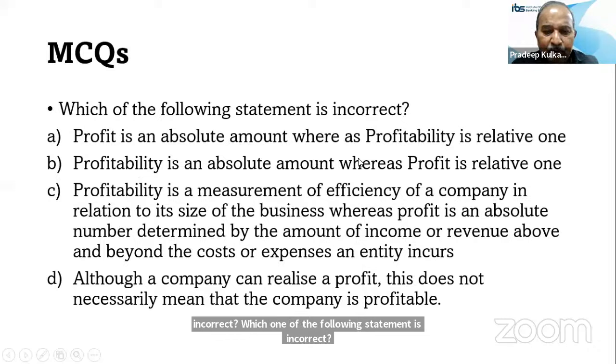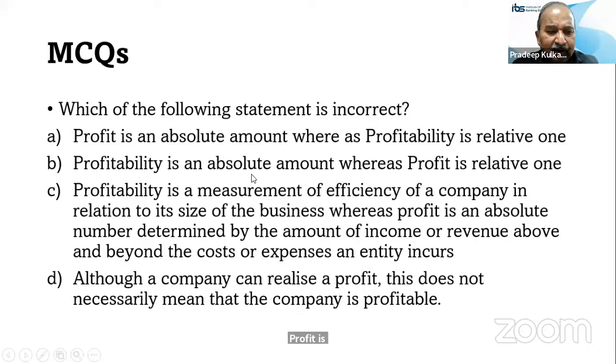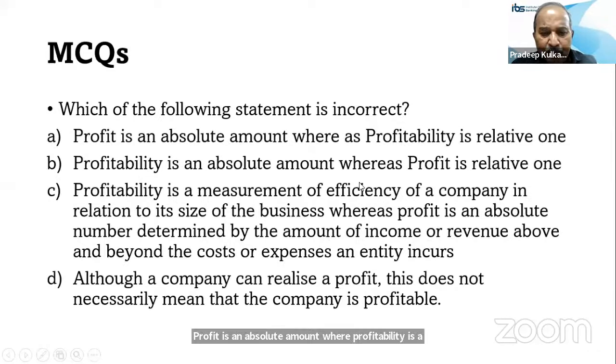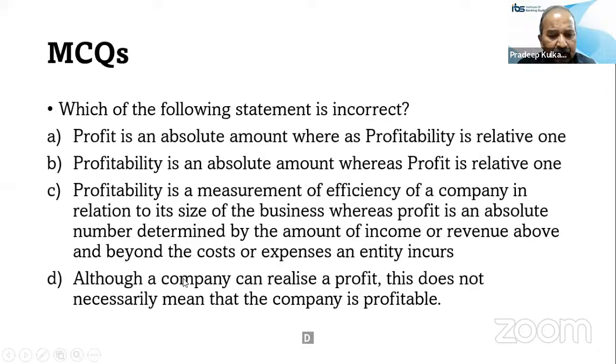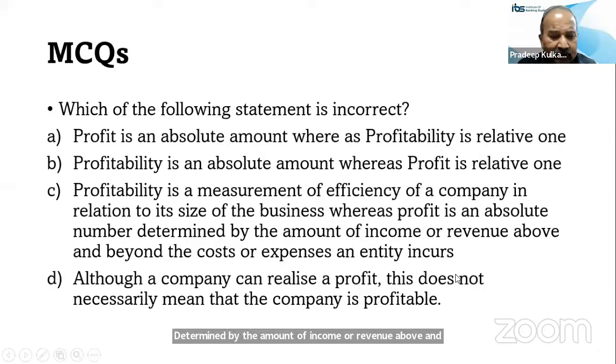Profit is an absolute amount, where profitability is a relative one. Profitability is an absolute amount, whereas profit is a relative one. Profitability is a measurement of efficiency of a company in relation to its size of the business, whereas profit is an absolute number determined by the amount of income or revenue above and beyond the cost of expense the entity incurs. Although a company can realize a profit, this does not necessarily mean that the company is profitable.